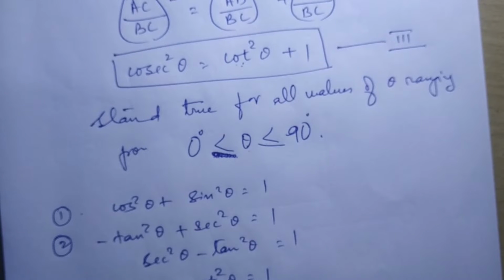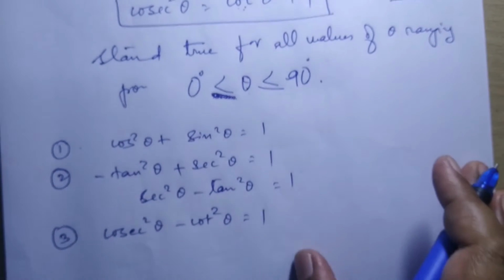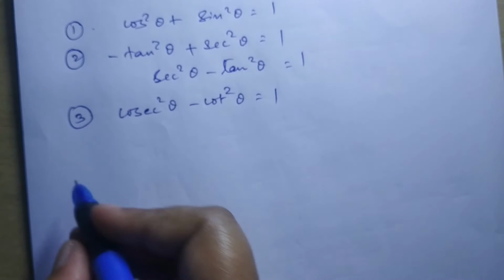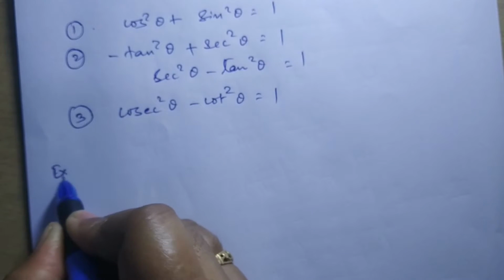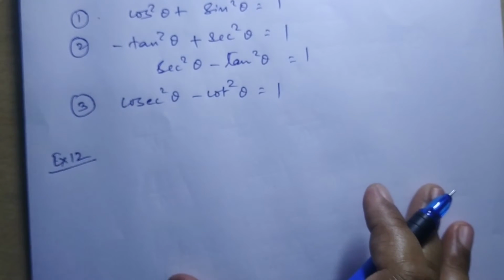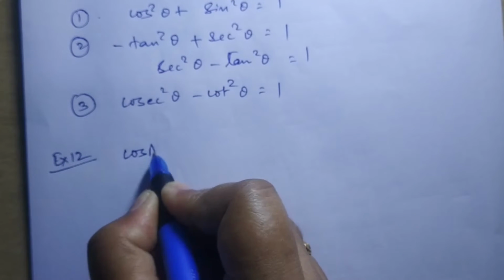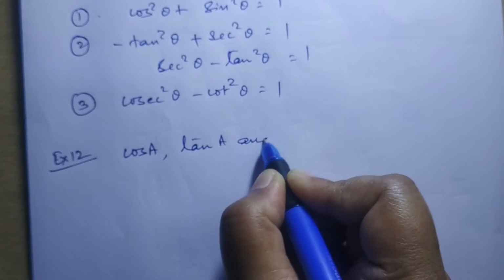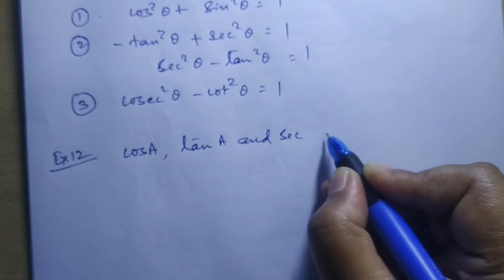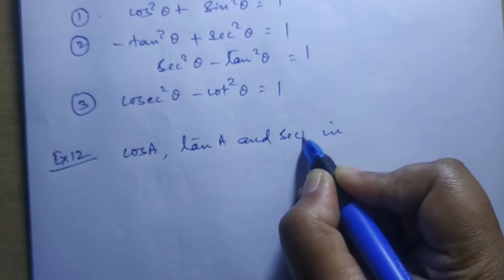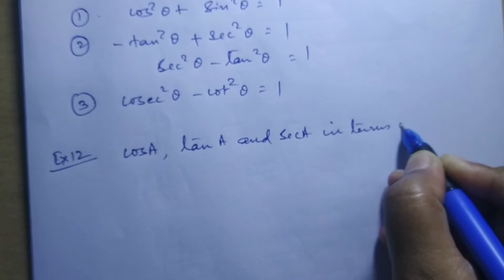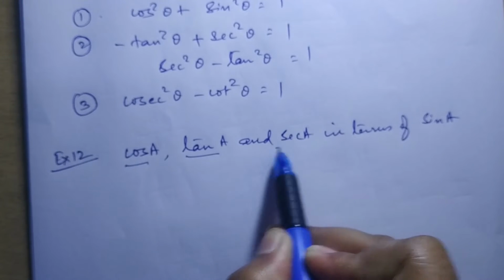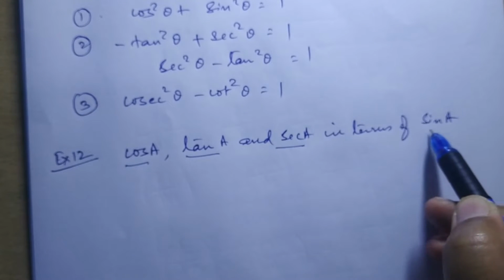Now in your book you have some examples. So let me do some examples over here, so that you will be able to understand. In example number 12, the question is: cos A, tan A and sec A, you have to express them in terms of sin A. Okay, cos A, tan A and sec A should be expressed in terms of sin A.